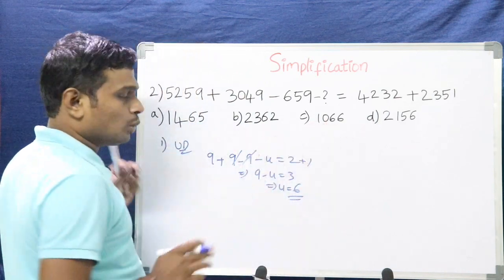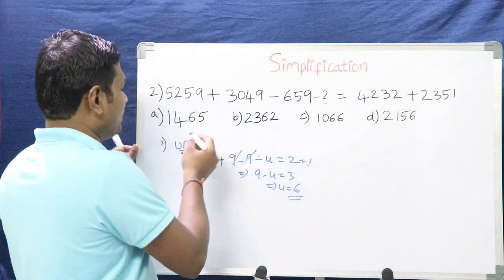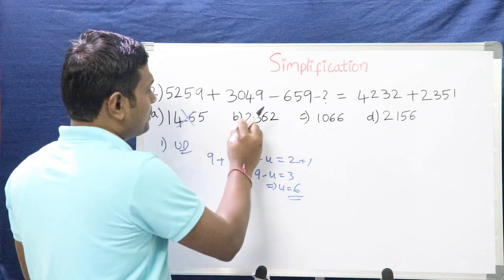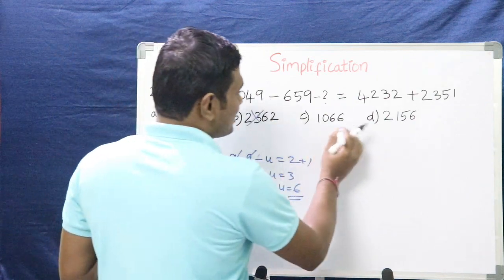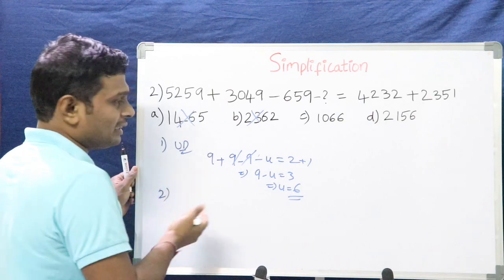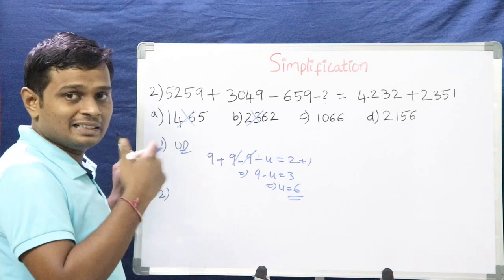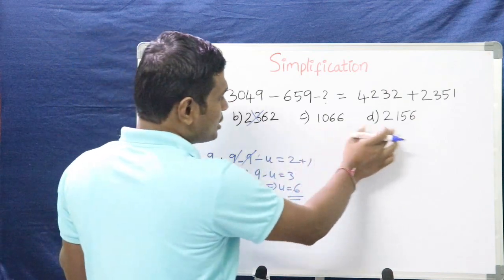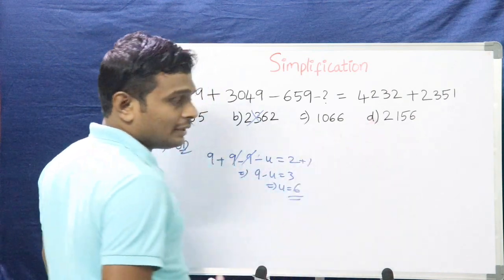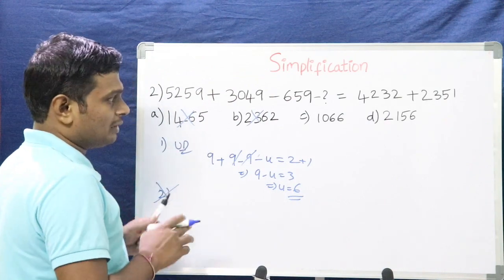Among these four options, only these two are having the unit digit 6. So we can rule out the first two options. The answer should be only C or D. Okay, let's go ahead with the second step. What is the second step? We need to find out the possible number of digits in the resultant. Among these two options, both are having the 4. So we can ignore this second step, right?